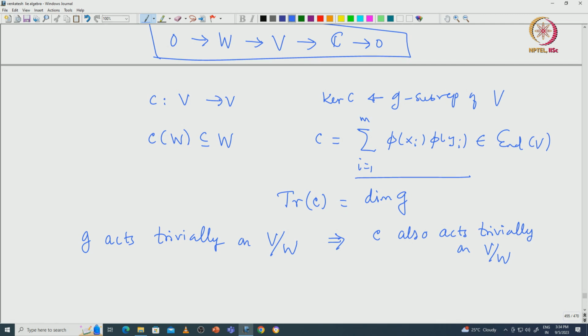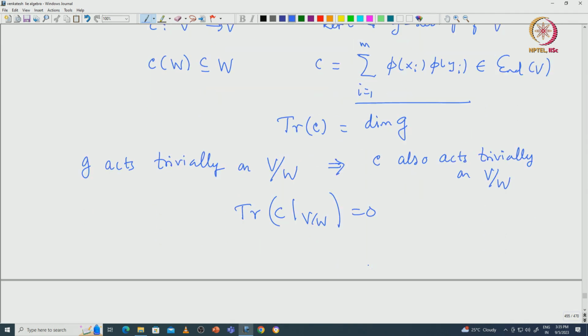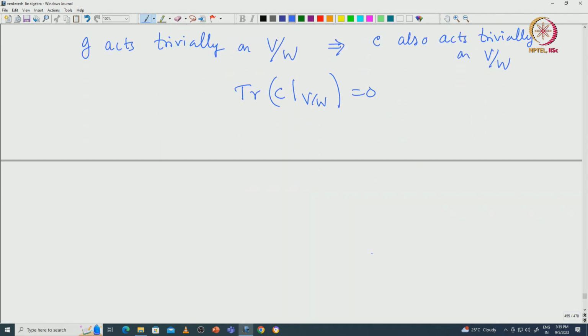So, in particular, if we compute the trace of this C which is induced on V modulo W, that must be 0. Okay. Now if we go back and look at how C acts on W, since W is irreducible, C must be some scalar times identity on W. So, if you compute the trace of C restricted to W, that must be lambda times the dimension of W.